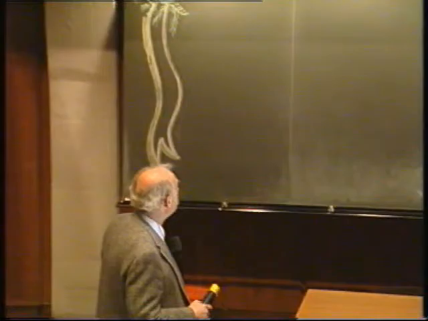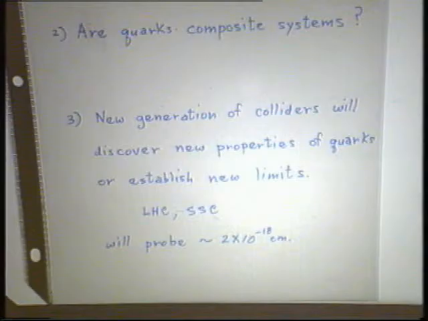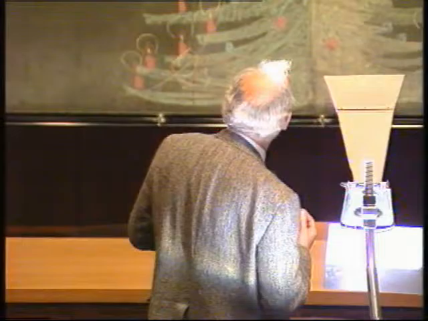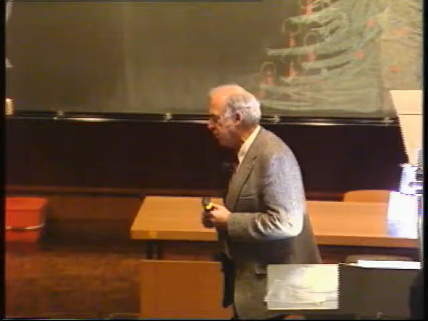And these colliders will be able to probe the size of the quark to 2 times 10 to the minus 18 centimeters. So in principle, one will be able in the future to look at these things a factor of 10 smaller. Maybe some size will start showing itself. Maybe it'll be possible to see some evidence of a new level of structure. At any rate, I think that it is very possible that in the next decade, the evidence for this will start coming in, and I can't wait to see it. Thank you very much.